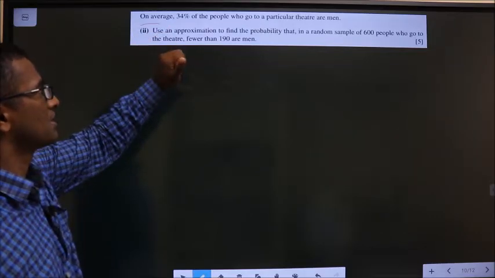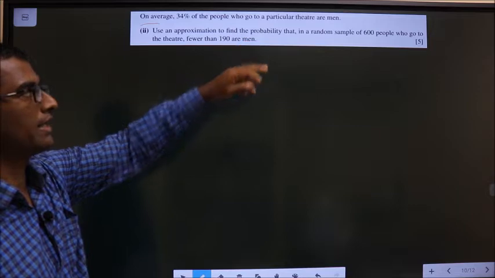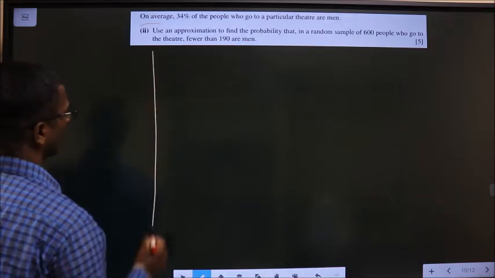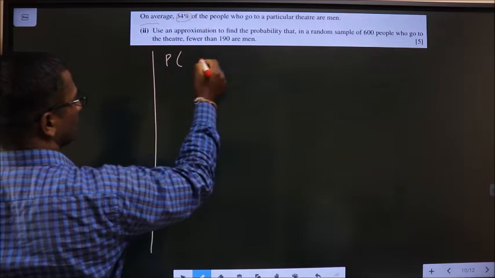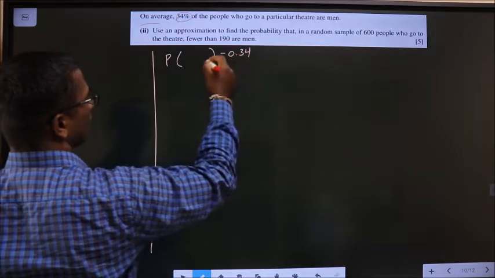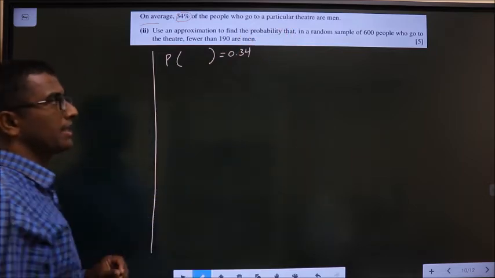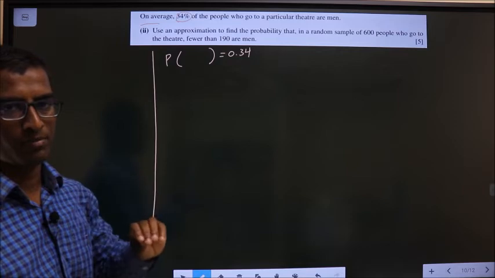On average, 34% of the people who go to a particular theater are men. So here, 34% is nothing but probability, so that is 0.34. So the probability of people who go to a particular theater being men is 34%, that is 0.34.